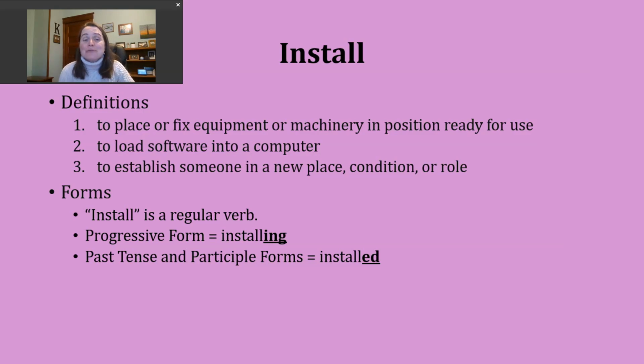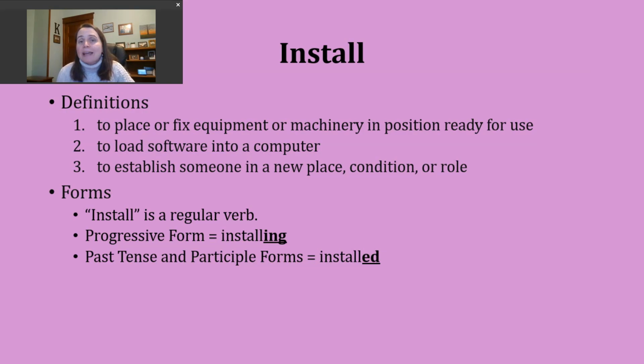For now, you should know that install is a regular verb. If you want to make the progressive form of this verb, all you need to do is add ing, and that forms installing. The past tense and the participle form of this verb can be made by adding ed.